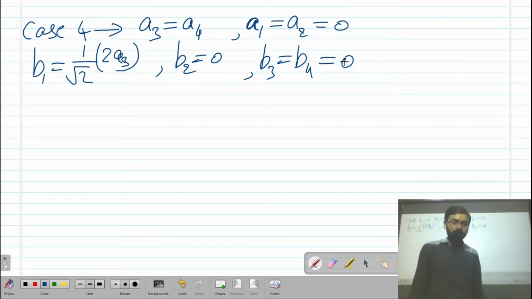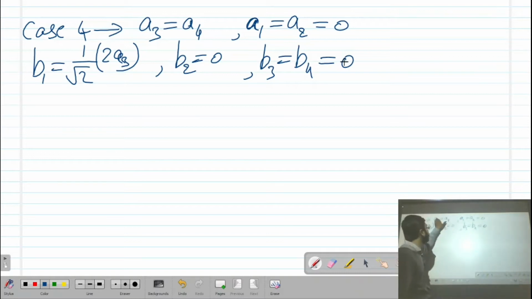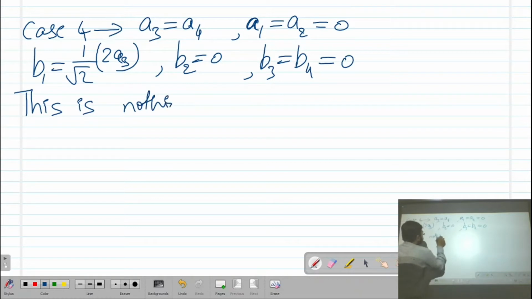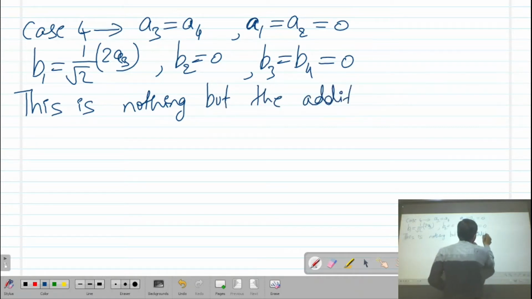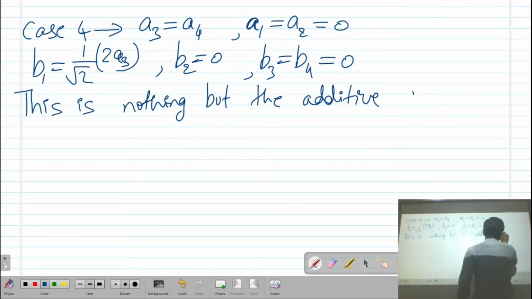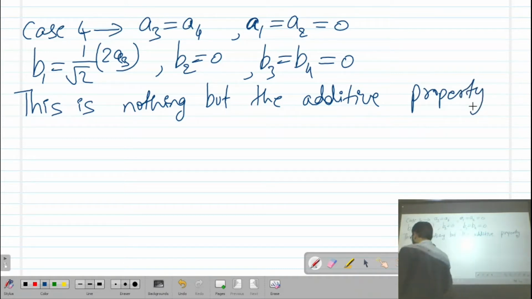So if you give the input in port 4 and port 3, then you will get the output at port 1. But you will not get the output at port 2, port 3 and port 4. The ports are completely matched, so there will be no reflection, but at port 2 you will not get anything. So this is nothing but the additive property.